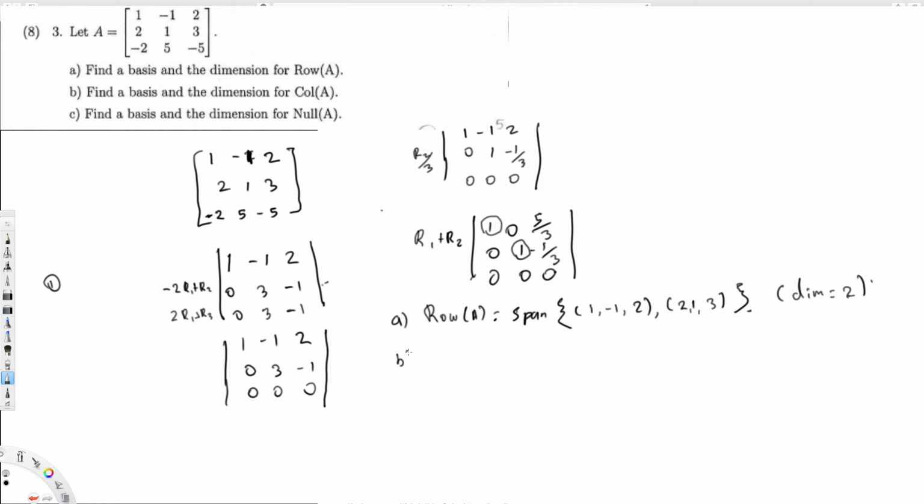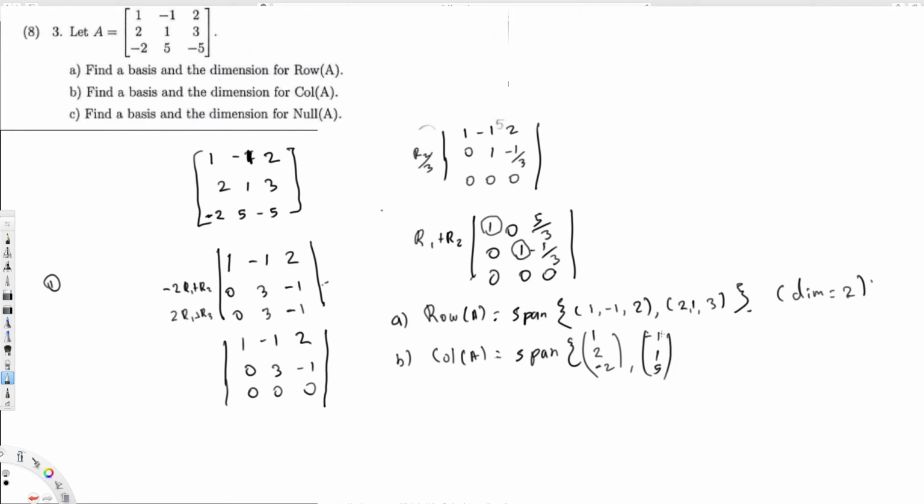And the second question is asking to find the basis and the dimension for column A. Since they are asking for the column space, we have to find the columns which have leading coefficients. If you see, the first column has a leading coefficient and the second column has a leading coefficient, so I have to choose those columns. So the column space of A is going to be the span of (1, 2, -2) and the next one is going to be (-1, 1, 5).